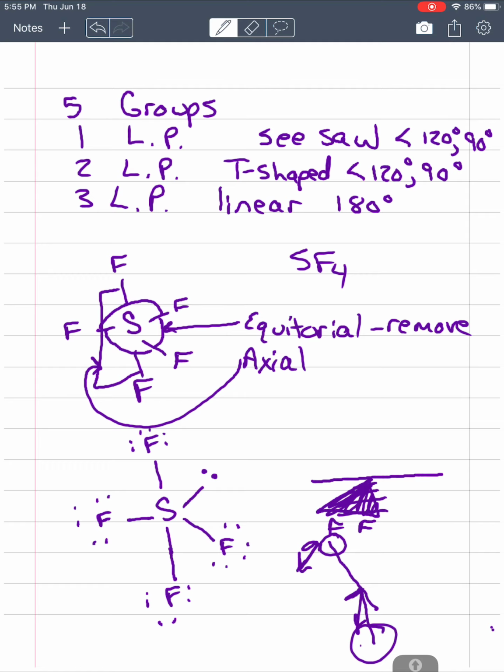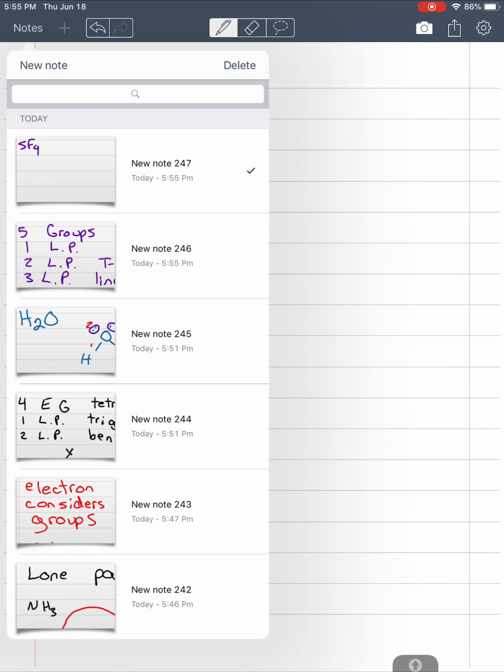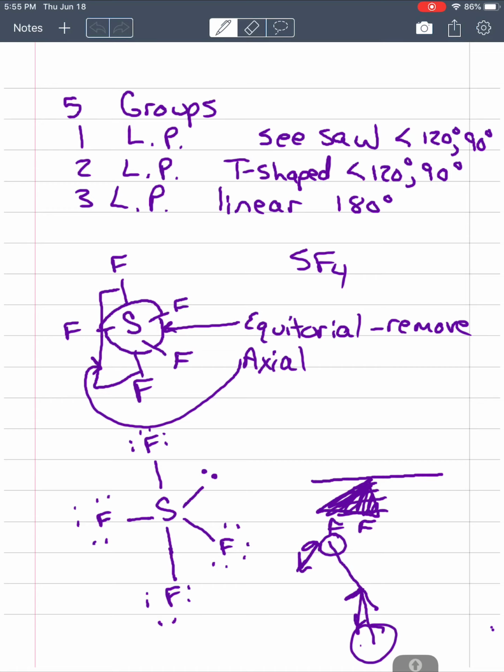So SF4, we didn't count up the groups, had 1, 2, 3, 4, 5 groups. And 1 lone pair. And like I said before, yes, fluorines all have lone pairs. We're not interested in the ones that are around fluorine. We're only interested in the ones that are around sulfur.